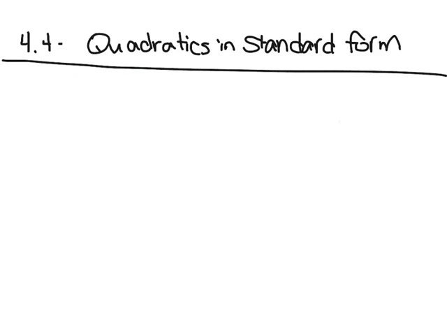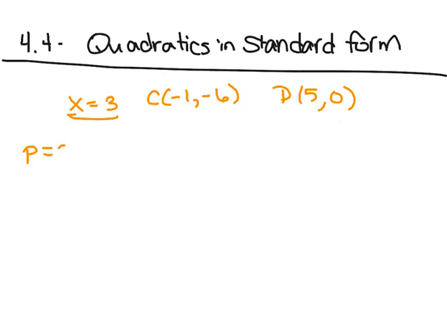Determining an equation from characteristics. So the equation of an axis of symmetry is x equals 3, and it goes through the points (negative 1, negative 6) and (5, 0). So we know that because this is 3, our p is equal to 3. So if we substitute this in, y equals a(x minus 3) squared plus q. We don't know a or q, so what we're going to have to do is substitute in both points separately, and then solve for a and q.